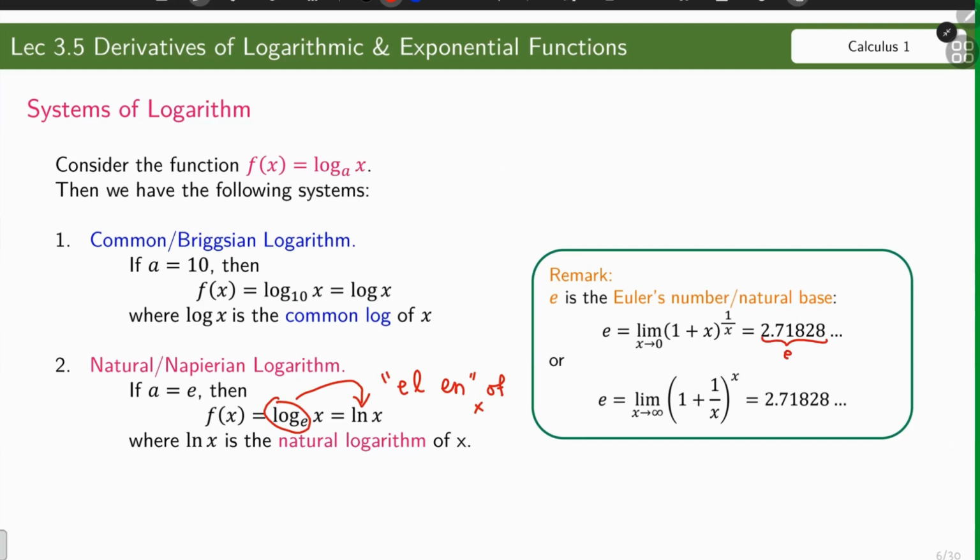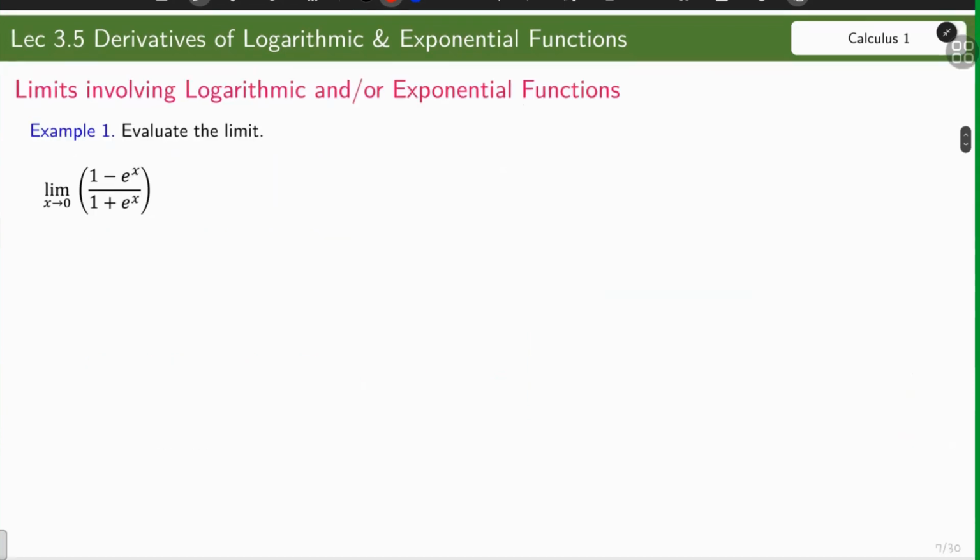Aside from that, it can also be represented alternatively by the limit of the quantity 1 plus 1 over x all raised to x as x approaches infinity. So this is also equal to e. Let us solve some problems in limits.